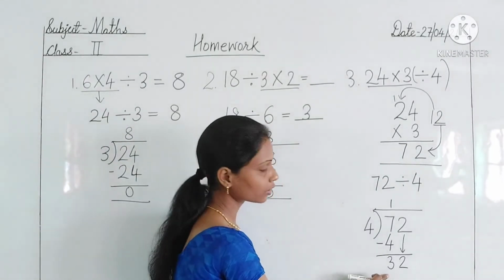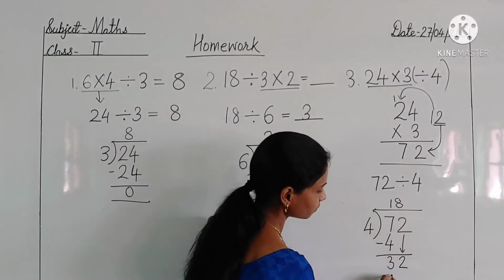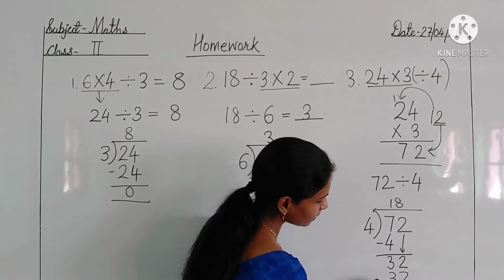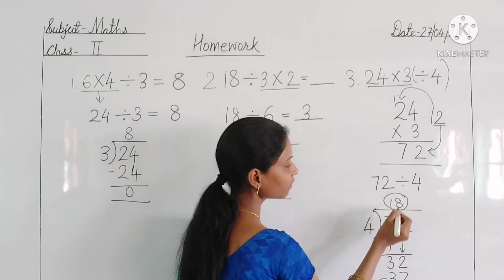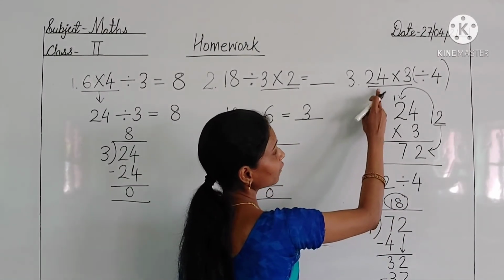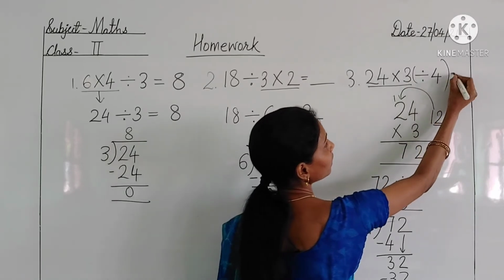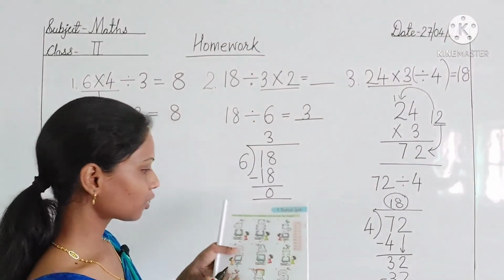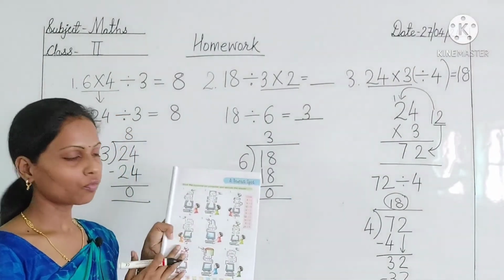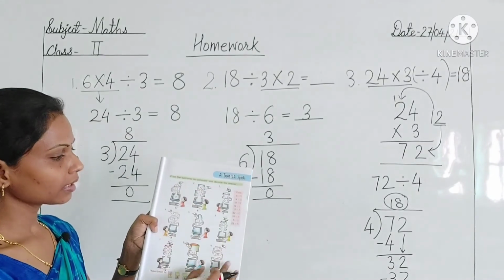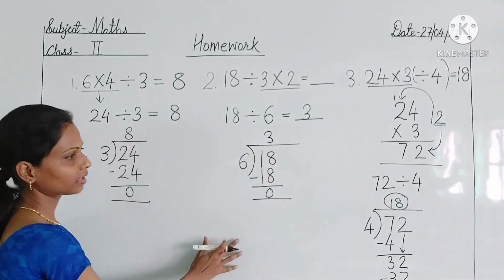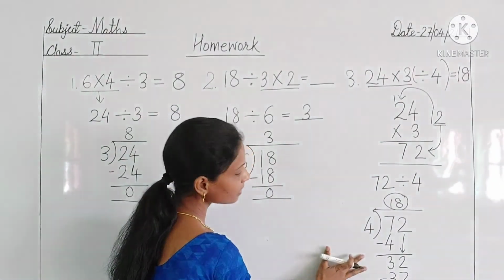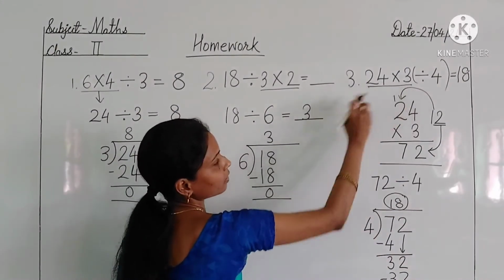So now what is here? 32. So 4 8s are 32. Okay. So the remainder is 0. Now the quotient we have got is 18. So 24 into 3 divided by 4 equal to 18. Okay, so the others you have to do yourself and send me your homework, and write everything in your notebook like this, how I have written. Okay, so you have to do the multiplication like this, then division like this, then down you can write down the same answer. Okay, like this.